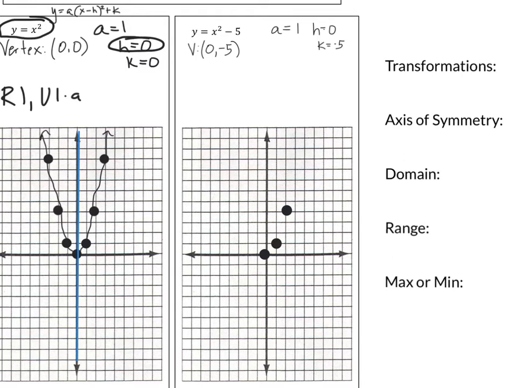And whoops, I screwed this up. Let's do this again. It's not at 0, 0. Where's my vertex at? My vertex is at 0, negative 5, not 0, 0. So let's start that over again.